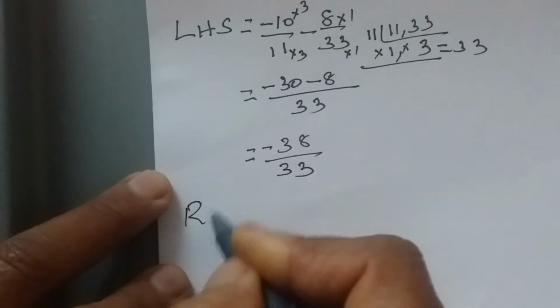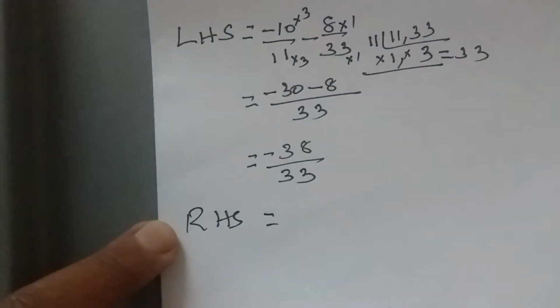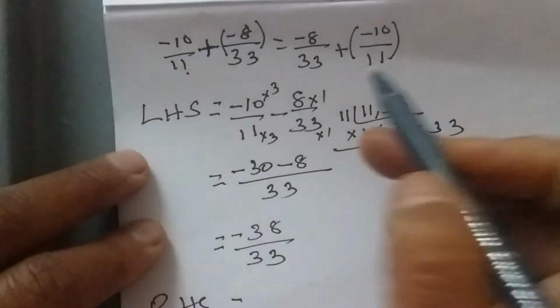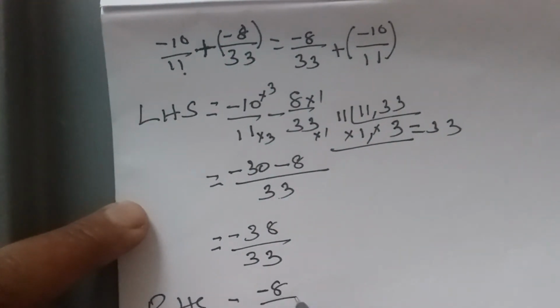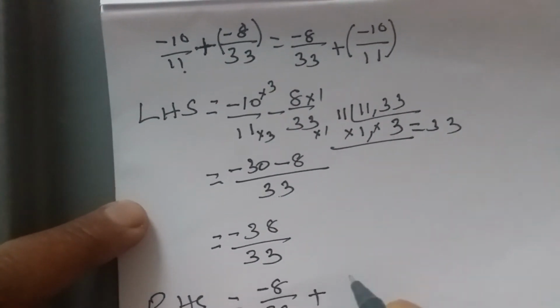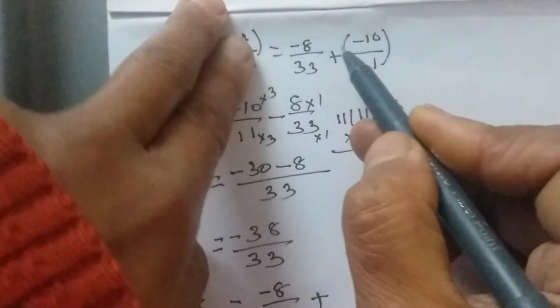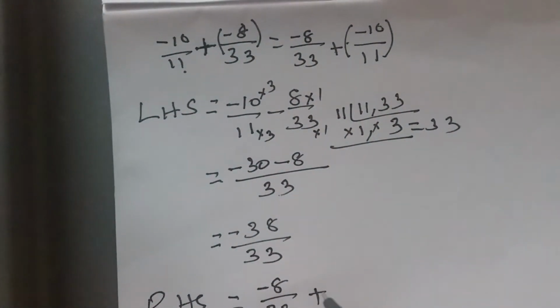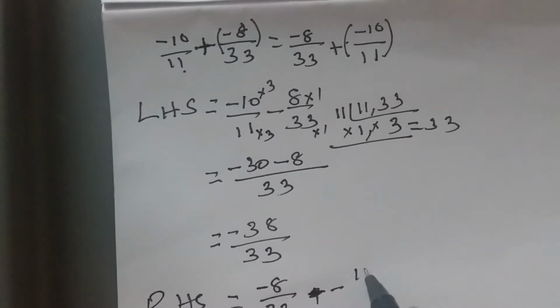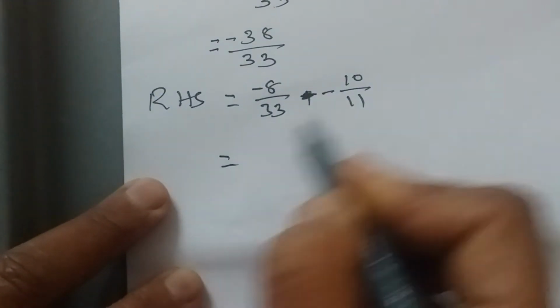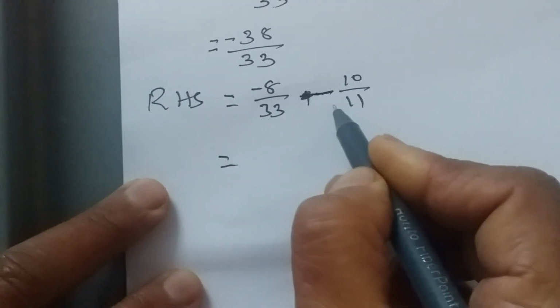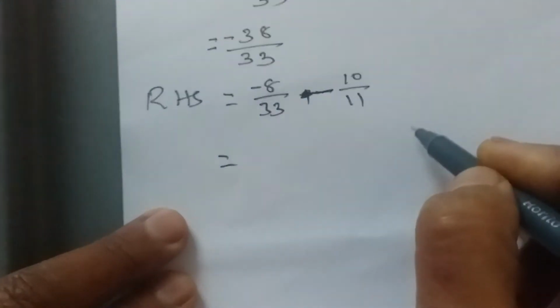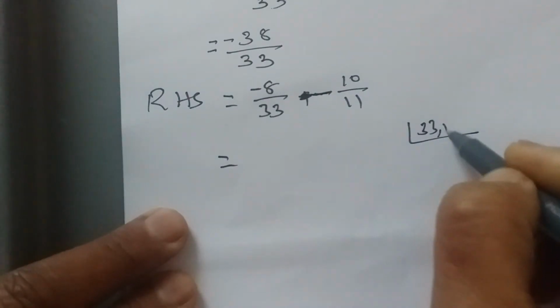Now let us move on to RHS. What is RHS? The order of the numbers is changed. Minus 8 by 33 plus minus 10 by 11. Let us multiply the two signs. Plus into minus is minus. We'll have minus in the center, 10 by 11. Now again, it is addition and subtraction. We need LCM. So let us find the LCM of 33 and 11.